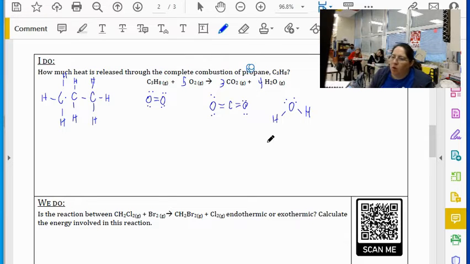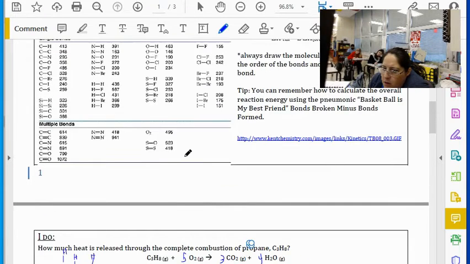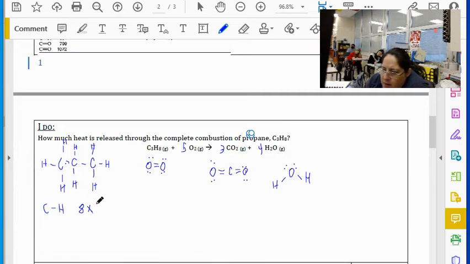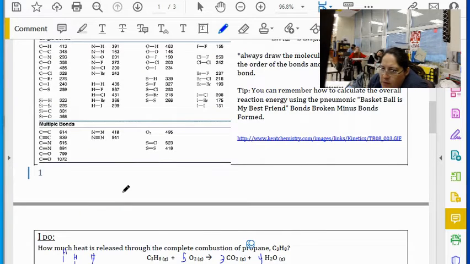So what we're going to do next is find the bonds that are in here and identify how many we've got, taking our coefficients into account. So for this one, I have 1, 2, 3, 4, 5, 6, 7, 8 CH bonds. Impressive. So I'm going to go up to my chart here and find the CH bond. I see that that's 413. So I've got 8 times 413 for this one. I also have a C and a C bond, and I have 2 of those. So I need to go back up to my chart and find the CC, which is 348.